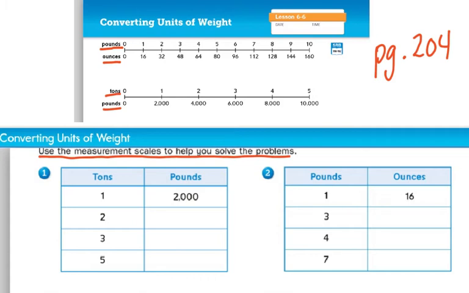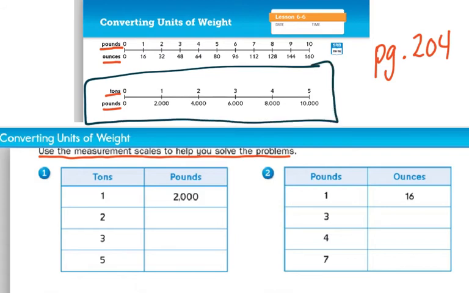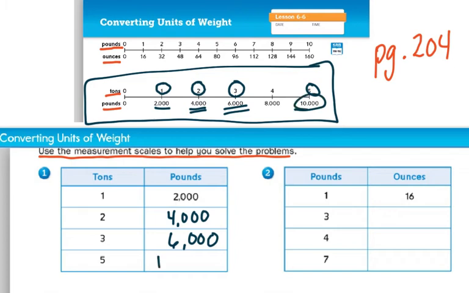So the first one in number 1, we are going to use the bottom measurement scale. It says that 1 ton is the same thing as 2,000 pounds. So 2 tons would be 4,000 pounds. 3 tons would be 6,000 pounds. And 5 tons would be 10,000 pounds. Please make sure you fill in your chart.